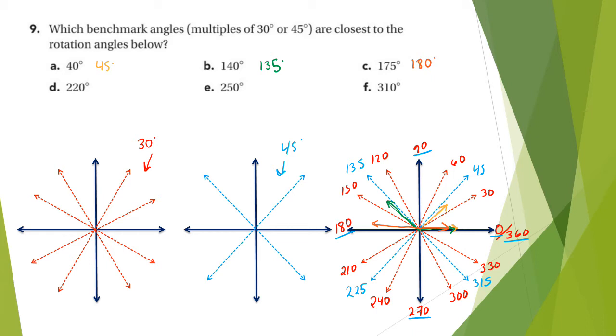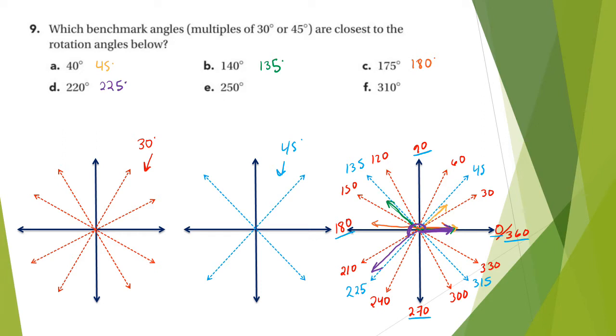Now I'm looking at 220 degrees. And so for a 220 degree angle, I'm going to again start at 0, and I'm going to go down for 220. So I'm going less than 225, but more than 210. Again, I'm talking about this rotation right here. And as I'm looking at this, this is closer to 225 degrees as a benchmark angle.